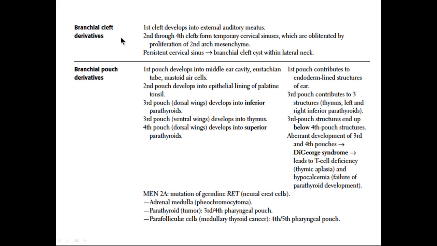Once again, cleft 1 is the important one. Pouches. Remember, pouch 1 contributes to the ear. Pouch 2, tonsil. Pouch 3 and 4 are parathyroids, with the inferior coming from 3 and the superior coming from 4. And also the thymus comes from the 3rd pouch. And the thyroid gland comes way up from the tongue and comes down. You can read about some of these things that can go wrong here.